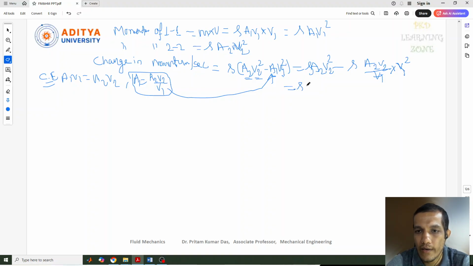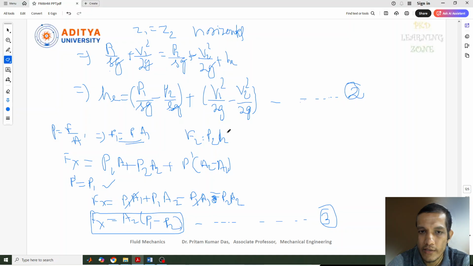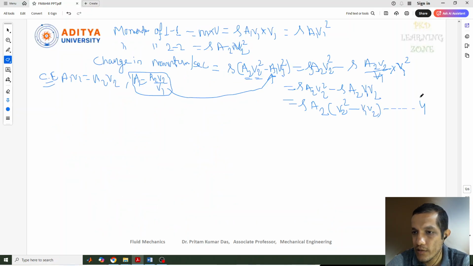So that one we can write ρ a2 v2 square minus ρ a2 v1 v2. Now we can take common of ρ a2. A2 is common, so we will get v2 square minus v1 v2. This is another equation, equation 4. Yeah, 3 completed. Now this is equation 4.